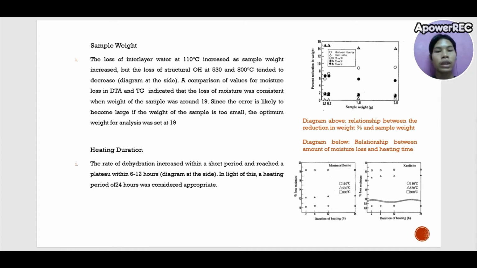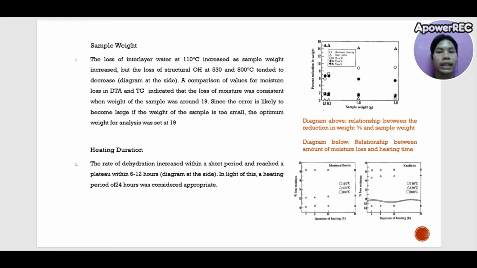The loss of interlayer water at 100 degrees Celsius increased as sample weight increased, but the loss of structural OH at 530 and 800 degrees Celsius tended to decrease. Okay, this is diagram at the side. A comparison of values for moisture loss in DTA and TG indicated that the loss of moisture was consistent when weight of the sample was around 1 gram. Since the area is likely to become large if the weight of the sample is too small, the optimum weight for analysis was set at 1 gram.